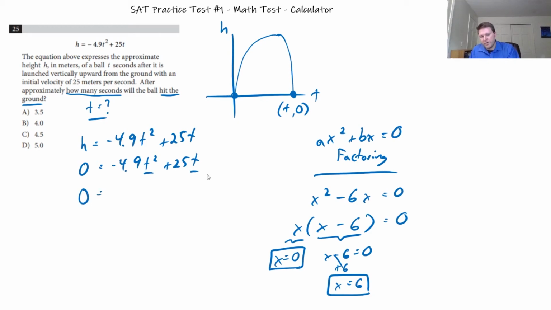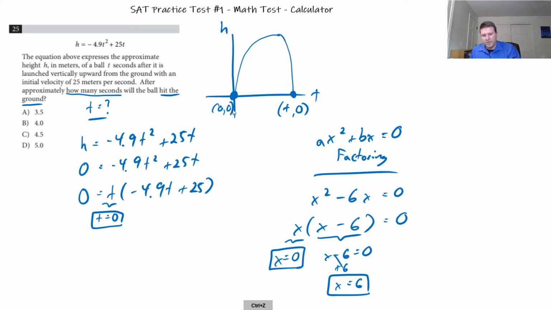We have a t squared and a t. We have no c value over here. So you just GCF a t out, and this is what's left: -4.9t plus 25. And then you're ready to set each of these equal to 0. So time could be 0, which actually makes sense because it started off on the ground, right? We launched it from the ground. So when the time was 0, the height was 0, okay?